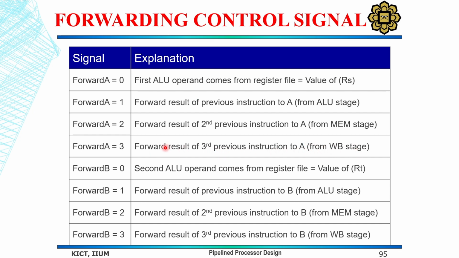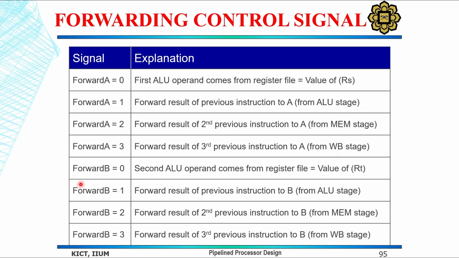This is how the four values of forward A are dealt with: the operand comes directly from the register file, or from the previous instruction, or the second previous instruction, or the third previous instruction, at the relevant stages. The multiplexers use the control signals to decide which value to use.